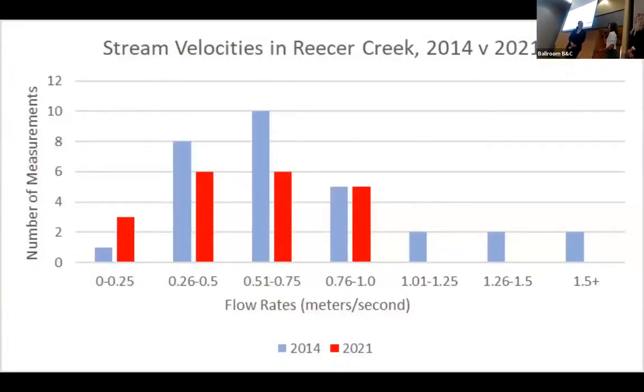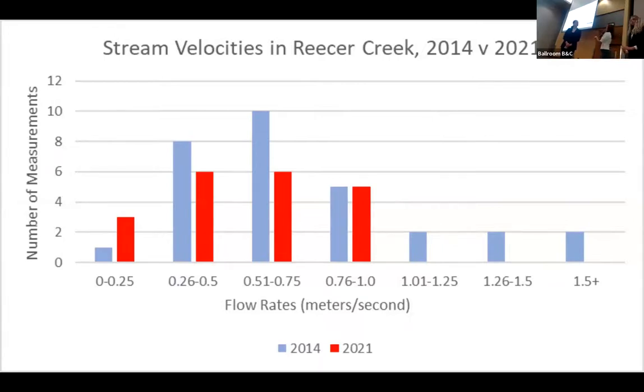Okay, so this is our data. Over here on the vertical axis, you can see this is the number of measurements, and then this horizontal axis down here is our flow rate. So we compared data from 2014 and the fall of 2021, which is data that we collected. We were able to collect 20 data points along the stream. In 2014, they were able to collect 30 data points.